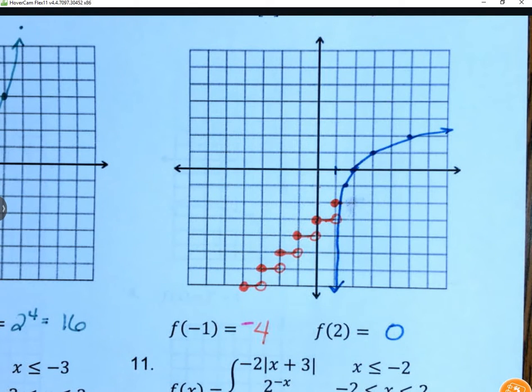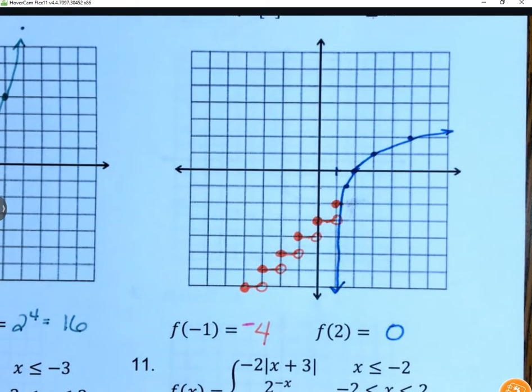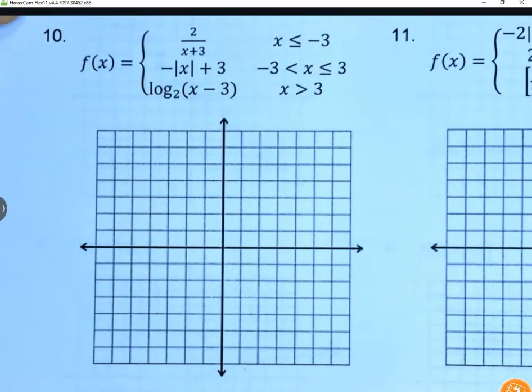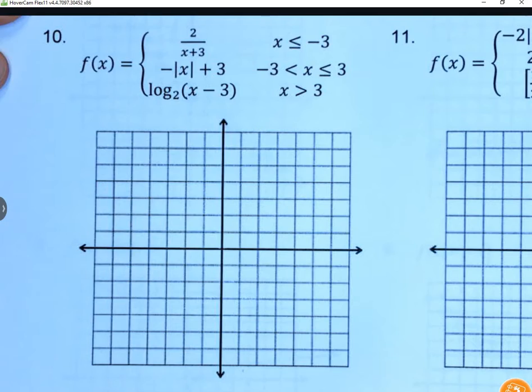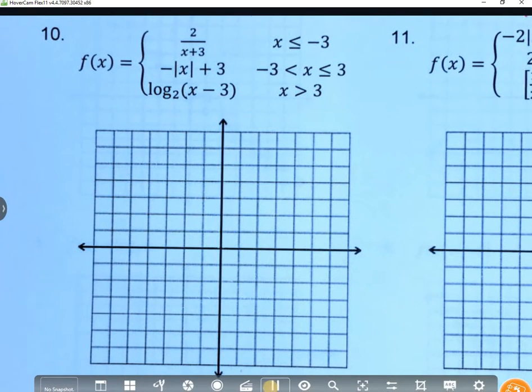How did our log graph go this time? Some folks a little bit better? Okay. Nice thing about the piecewise is it gives us more time to practice these parent functions. Okay, so we've got 2 more of these problems. I want you guys to do number 10. Try to do number 10. And then we will come back and take a look at that, and then we'll do number 11. So if you finish 10, go on ahead and do number 11.